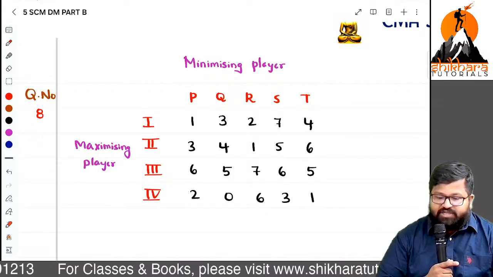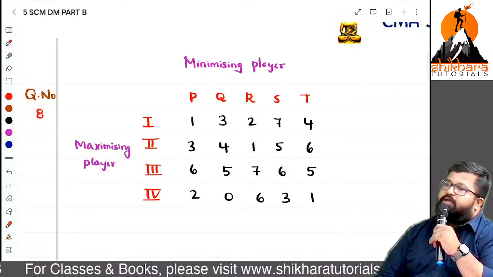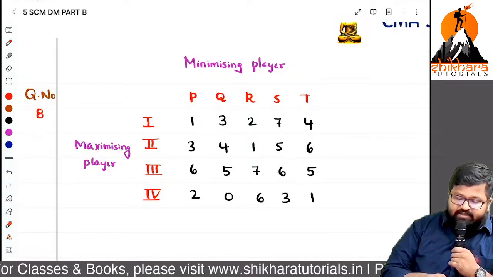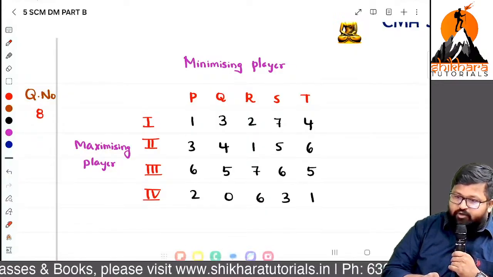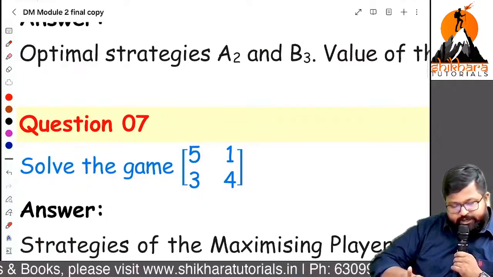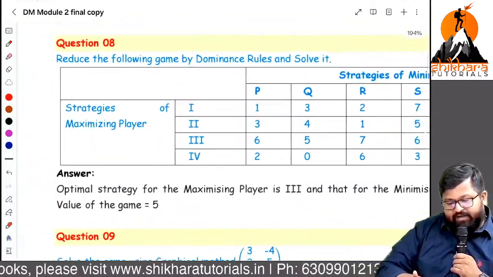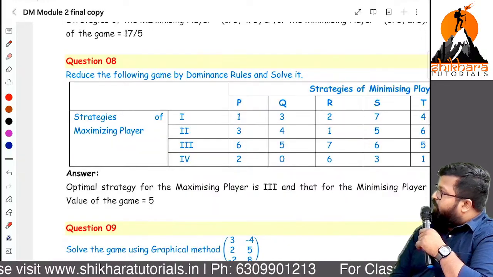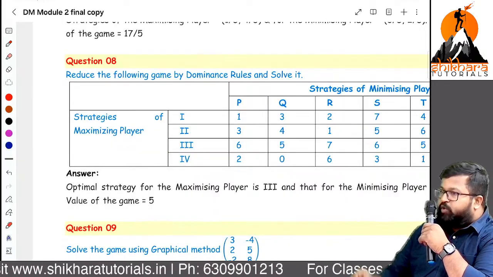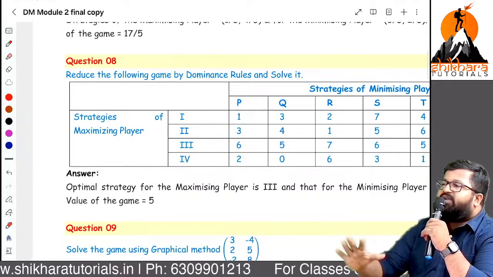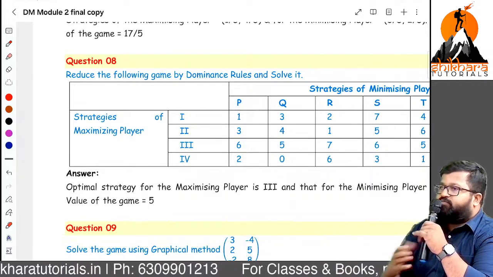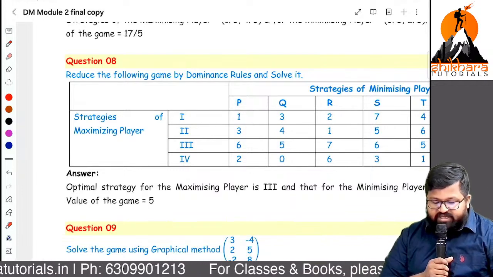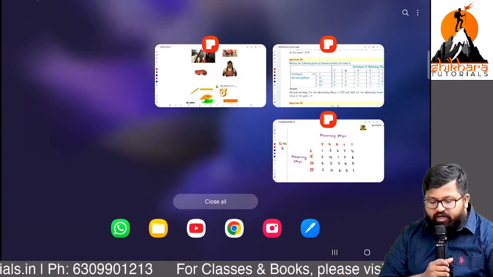Okay, shall we? Done with the question? Sir, is the question clear? Sir, in the question book, if you are going with question number 8, what is the point he mentioned, ma? Straight away, reduce the following game by dominance rules and solve it. Solve it is nothing but find the value. Okay, sir, he straight away gave the answer for us.